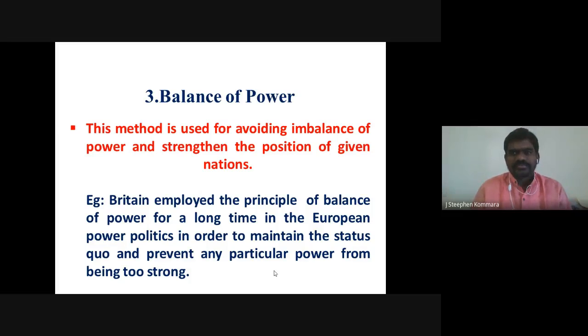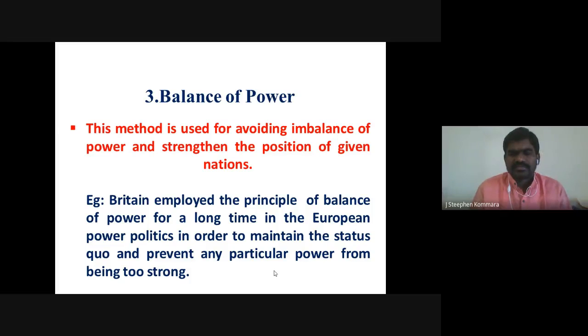That's why it is used for avoiding imbalance of power and strengthening the position of given nations. Example, Britain employed the principle of balance of power for a long time in the European power politics in order to maintain the status quo and prevent any particular power from being too strong. Actually, there are 27 countries in the European Union, including Britain or England.